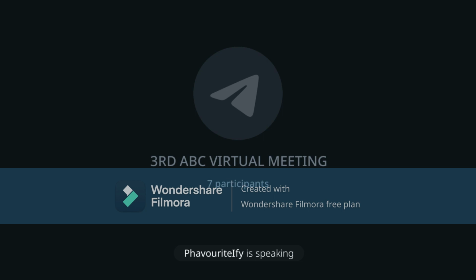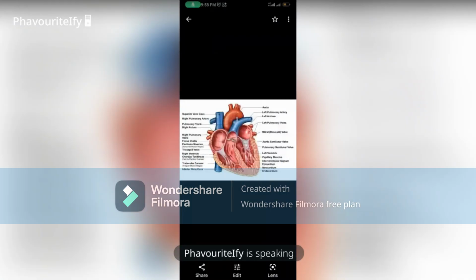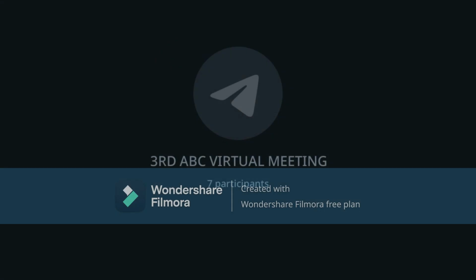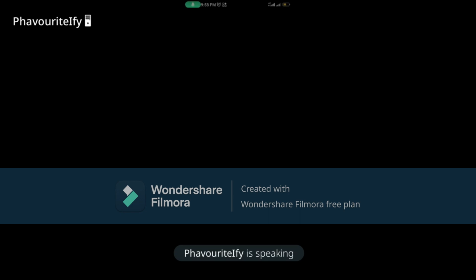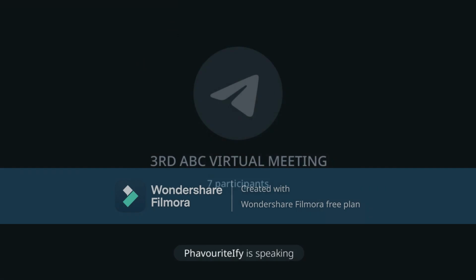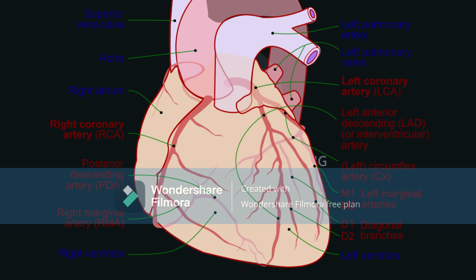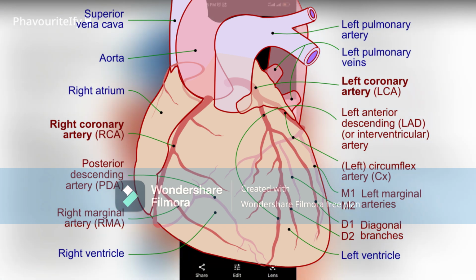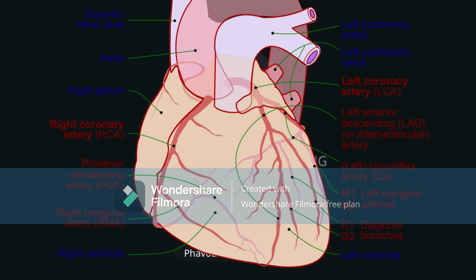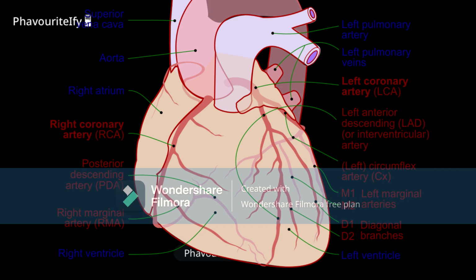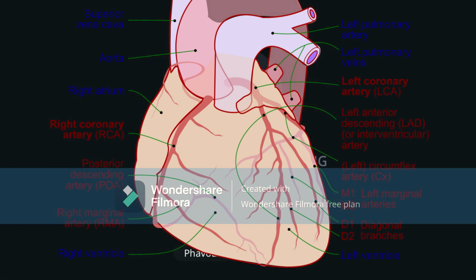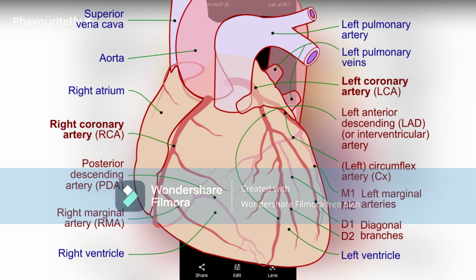Okay, so next I'll talk about the vasculature of the heart. The blood vessels of the heart are comprised of the coronary arteries and cardiac veins, which carry blood to and from the myocardium. This is the right coronary artery. This supplies the right atrium.